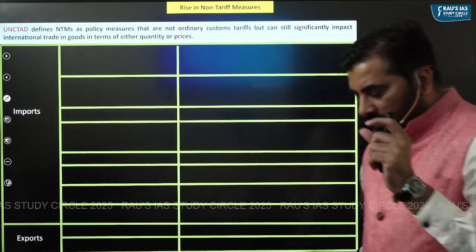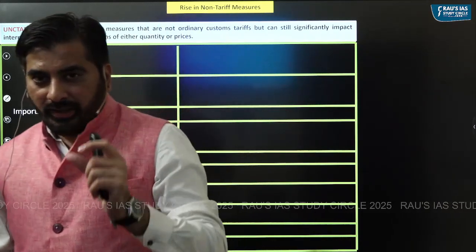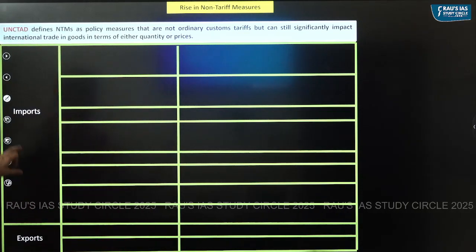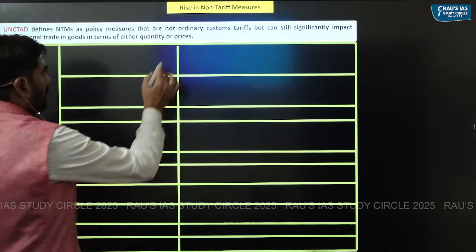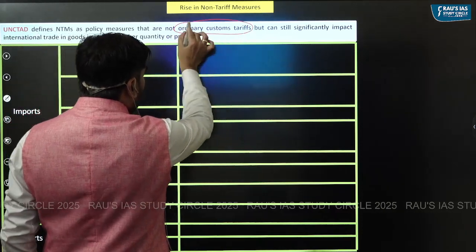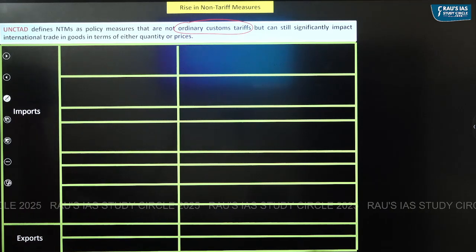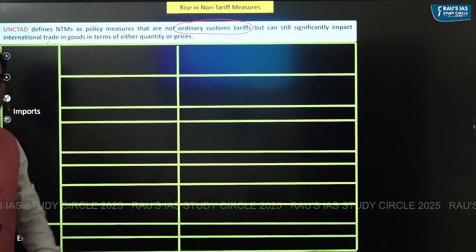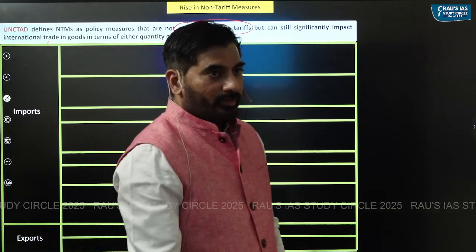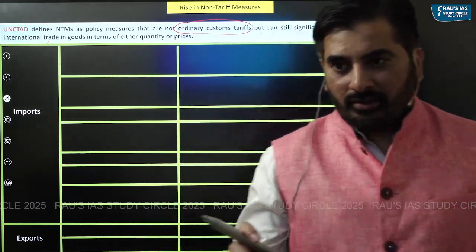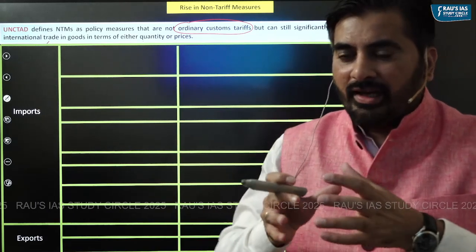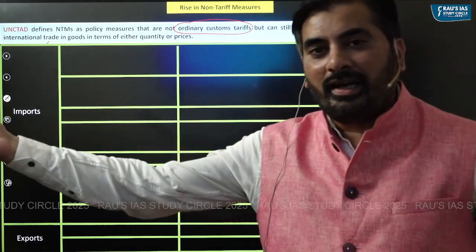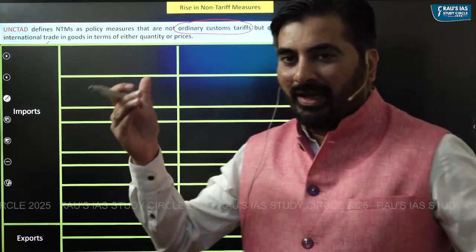So you can read the definition of non-tariff measure. According to the United Nations Conference on Trade and Development, a non-tariff measure is any policy measure which is not in the form of ordinary customs duty, but which can still impact international trade in goods, either in terms of quantity or prices. And please understand that non-tariff measures are not just on imports. They can be imposed on exports as well. So what are these non-tariff measures? Let's understand them one by one.